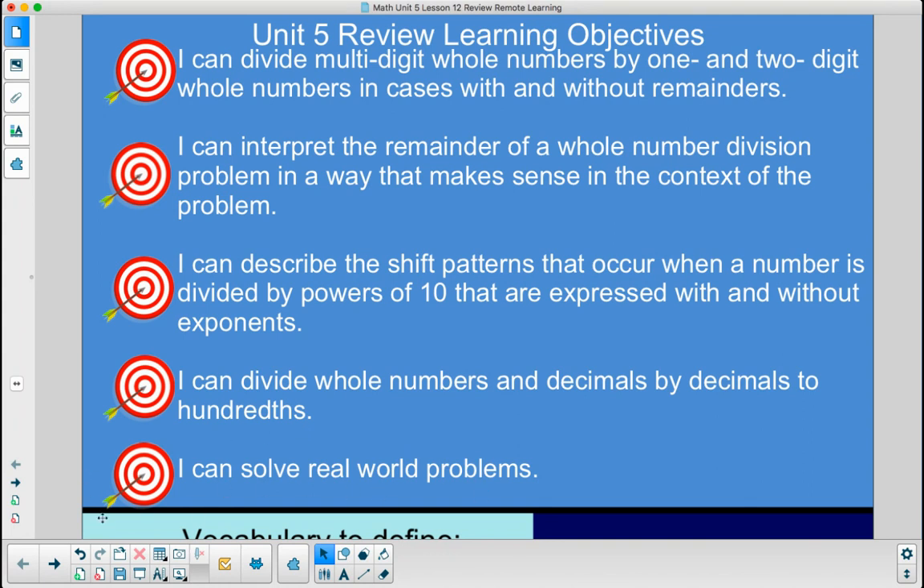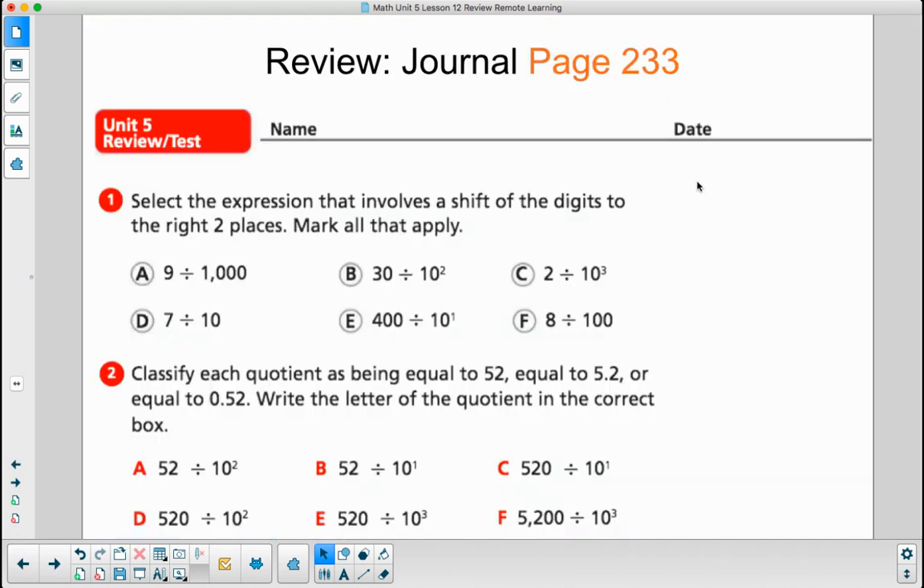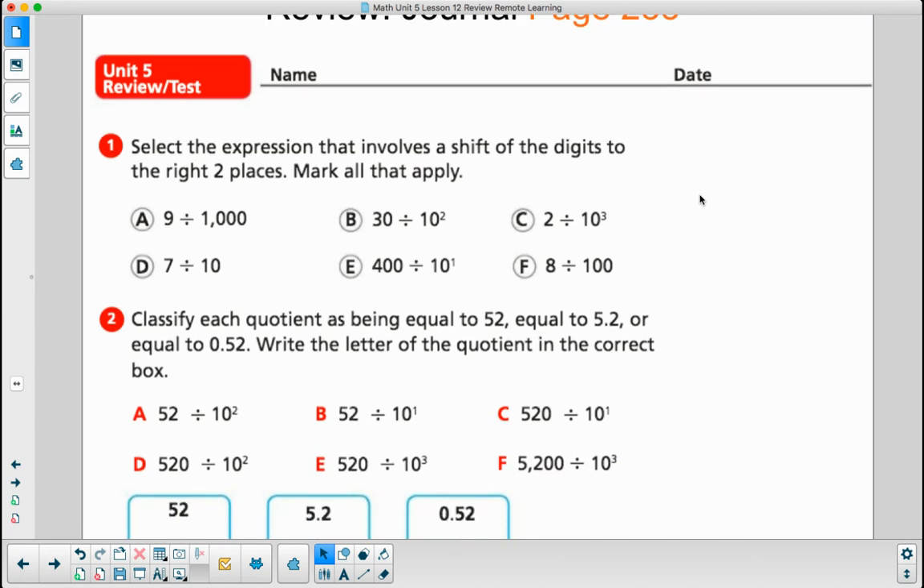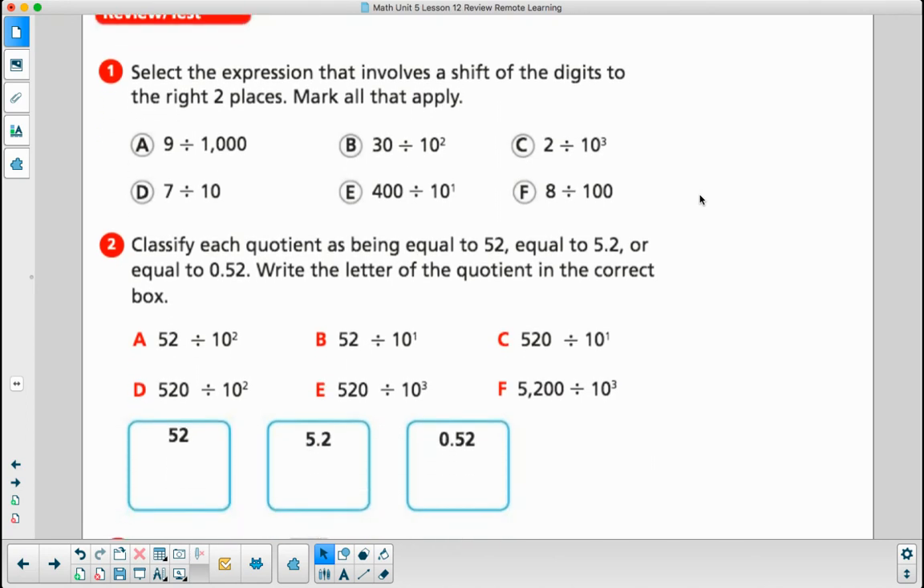I'm going to just do one page at a time so students can find the problems that they need help with easily. So the first page, page 233. Problem 1. Select the expression that involves a shift of digits to the right 2 places. Mark all that apply. So we're dividing by multiples of 10.